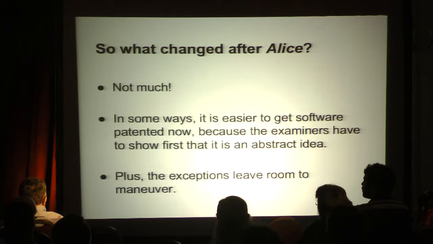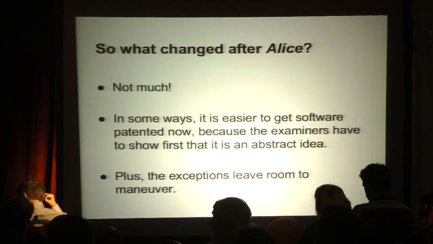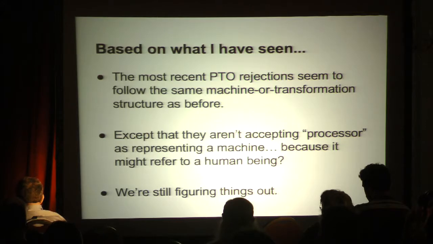So ultimately, we don't really know what's happening. In terms of actual practice, the patent office hasn't changed much yet. And I don't think they're going to change much yet. But even so, in a certain way, the patent office no longer has this easy test to apply. They can no longer say, well, it doesn't have a machine, it doesn't have a transformation, so you don't get a patent. Now they have to actually show to me in some way that it's an abstract idea. And I have ways of getting around it that the court gave me.